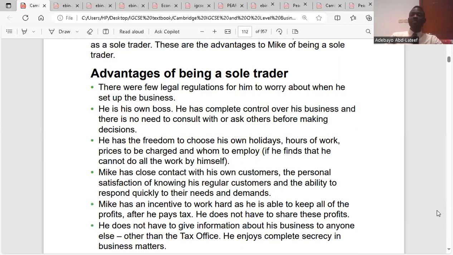Two, he is his own boss. He has complete control over his business, and there's no need to consult with or ask others before making decisions. So Mike takes decisions solely. He doesn't have to wait for anybody before he takes a decision. That means decision making is solely by him. That's why he is his own boss.